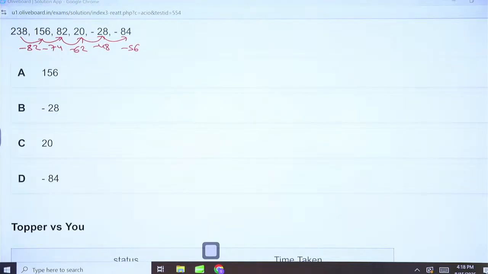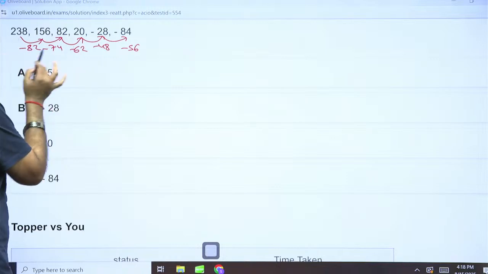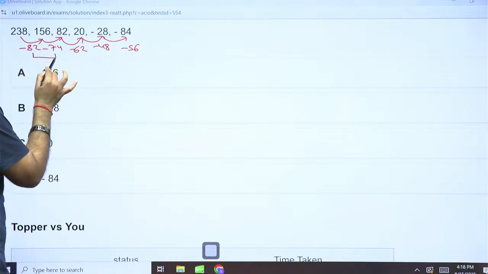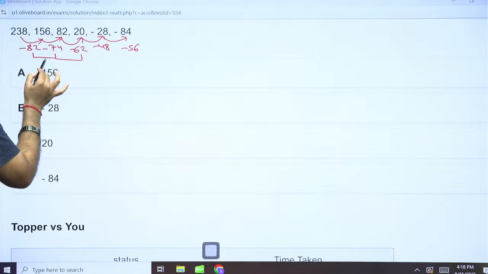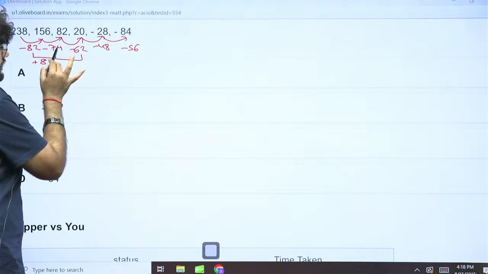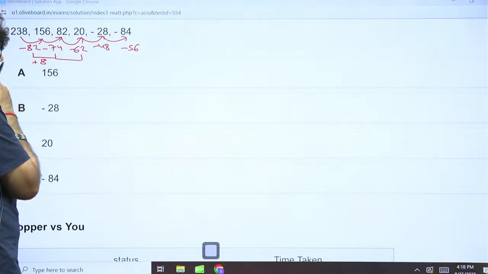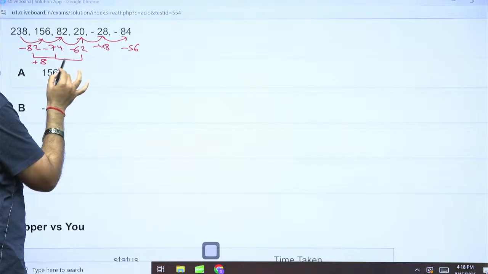Now we need to find the wrong number, the incorrect number in this series. So if you observe 82 and 74, 74 and 62, most of us will take the further difference, the double difference. So 82 and 74 is how much? It's 8. Difference of plus 8. 74 and 62 is how much? So it's 12, right? Plus 12.